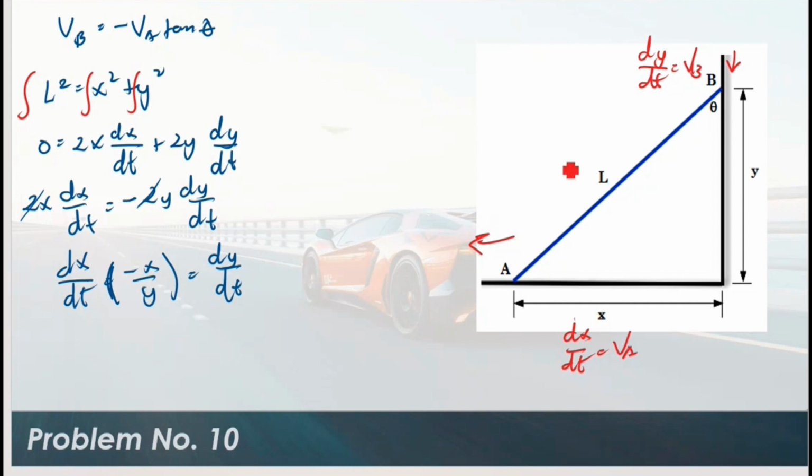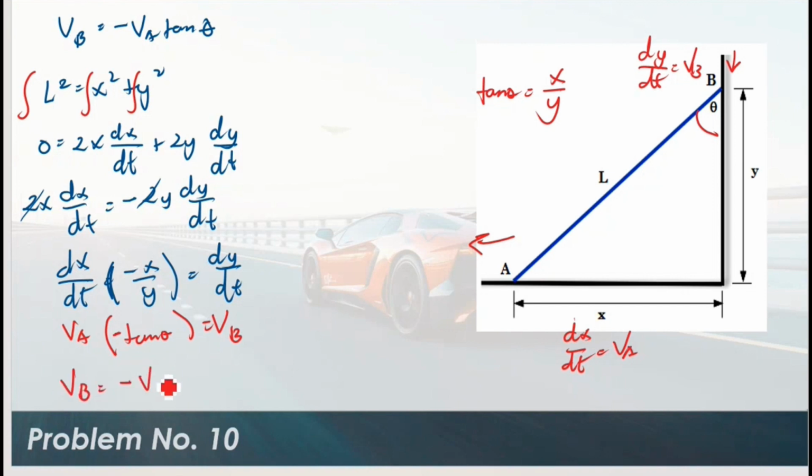And then theta here comes from tangent theta. It's a right triangle, opposite over adjacent, x over y. Right? So therefore, dx over dt is V sub A, and dy over dt is V sub B, and x over y is tangent theta. So let's rearrange this. It will become V sub B equals negative V sub A tangent theta. So we already proved that the velocity at point B is negative V sub A tangent theta.